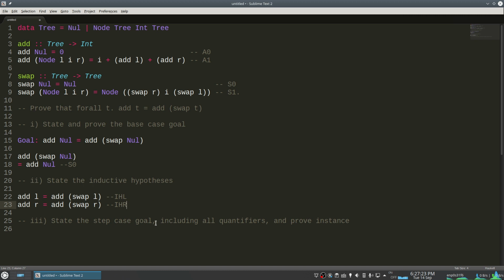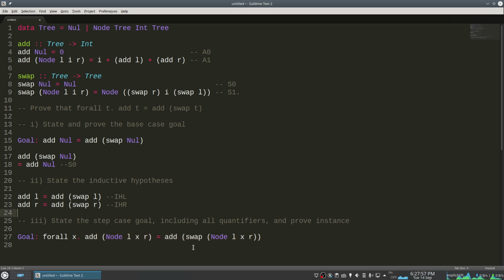And then I have to state the step case goal, including the quantifiers, and prove it. So I've got to prove it for a tree built out of these two subtrees. So my step case goal is proving it for node L X R, and the same over here, where L and R are the same trees as in the inductive hypothesis, and X is an arbitrary element. So I guess we have to universally quantify X. I have to prove for all X this property here.